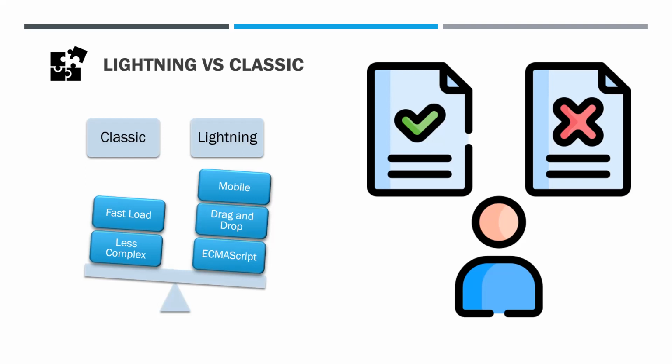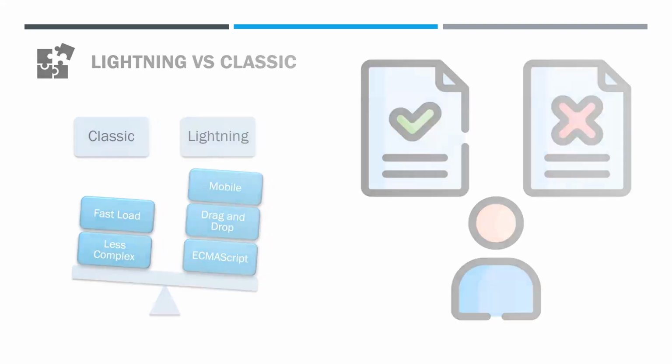Now it's not like Lightning has all the advantages and there's no advantage in classic view. The major advantage that classic view has is the fast load. For example, if I open the account list view in classic and the account list view in Lightning, you can compare that. You can easily see that the account list view in classic loads faster than Lightning. It is also less complex, because we only need to take care of the desktop view, we don't need to think about others. So that's why it reduces the complexity. I hope this time the difference is clear.